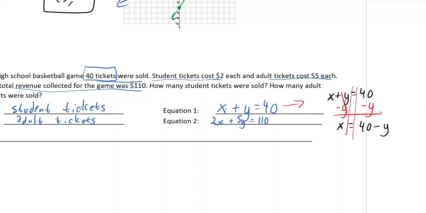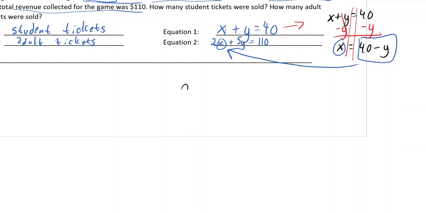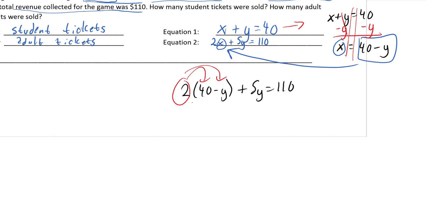Now that x is alone, I can find my x in the other equation and replace it with 40 minus y. Okay. If I do that, I get the equation 2 times 40 minus y plus 5y equals 110. Then I'll simplify and solve like I did numbers the first two on this worksheet. So I distribute the 2. 2 times 40 is 80. 2 times a negative y is a minus 2y. You bring down your plus 5y equals 110.